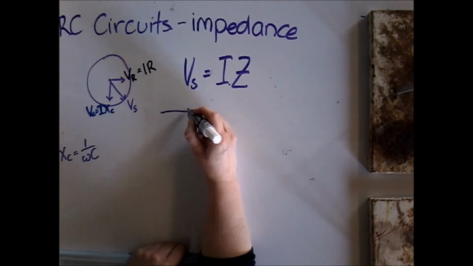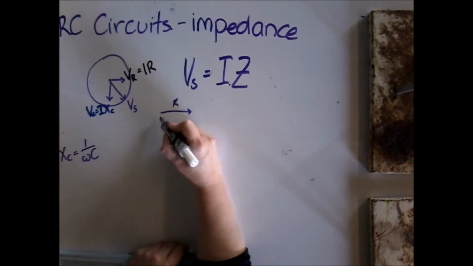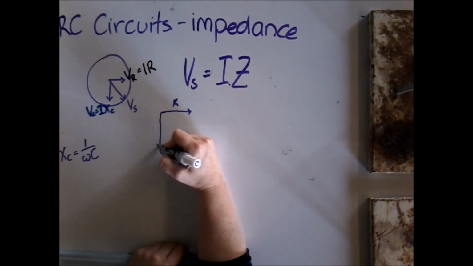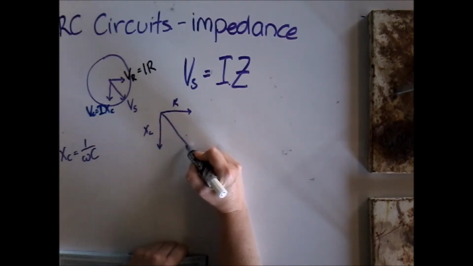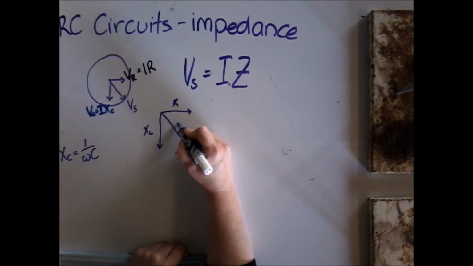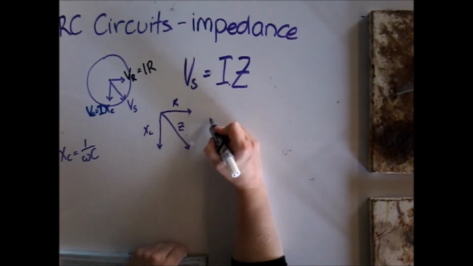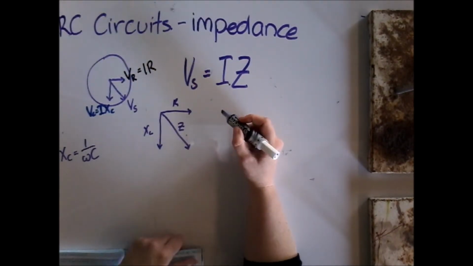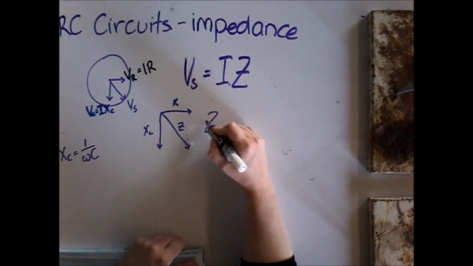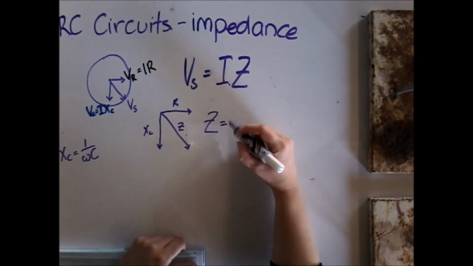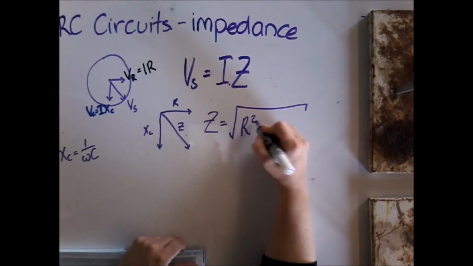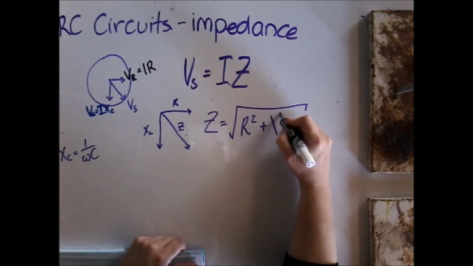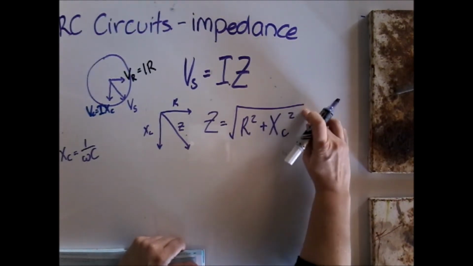So therefore, R and XC should add together to give us Z. And they do. So we can use Pythagoras to figure that out. So what we find is eventually that Z equals the square root of R squared plus XC squared.